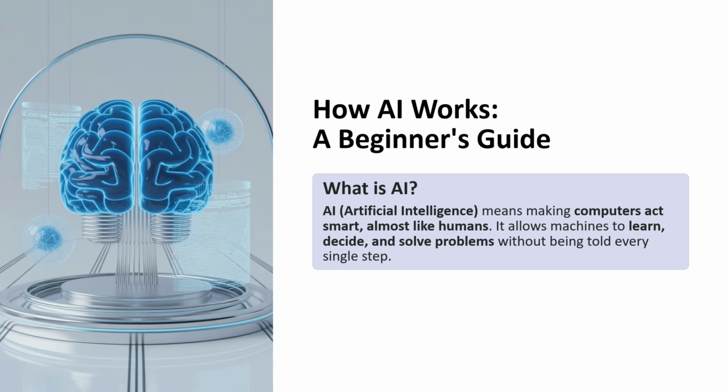This video will explain how AI works. First, we will see what is AI. AI means making computers act smart, almost like humans. It allows machines to learn, decide, and solve problems without being told every single step.